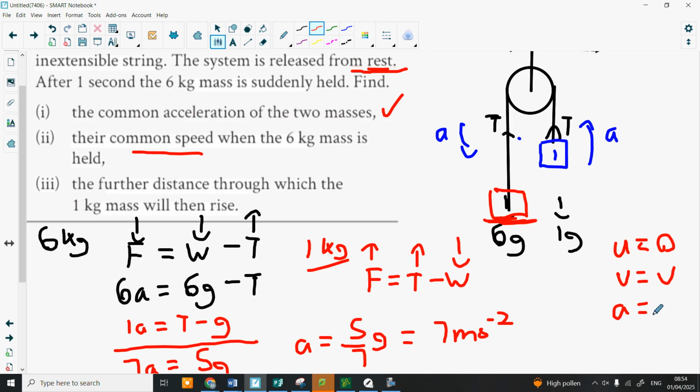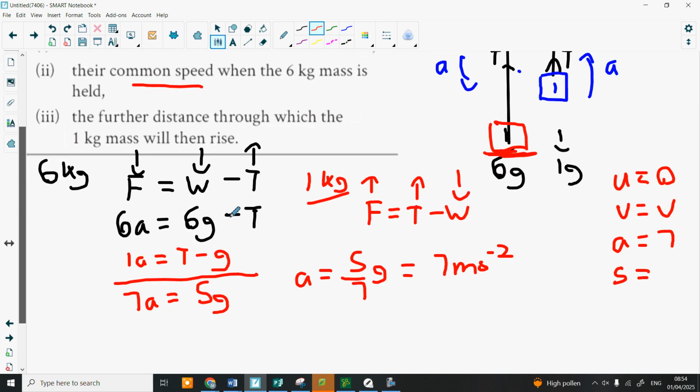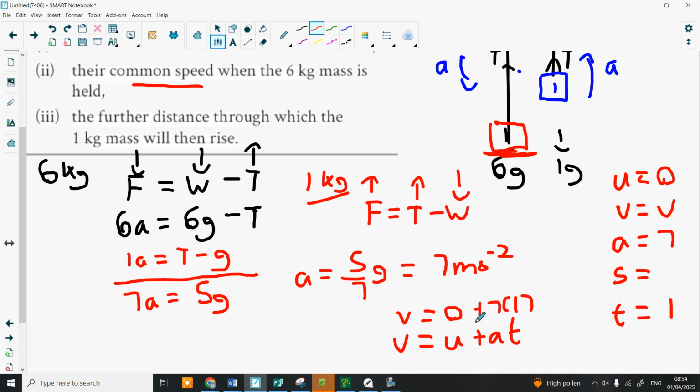Our acceleration, which is 7. Our S value, our T value. Okay, choices. It's a pretty easy choice. Thank you. V equals U plus AT. And then this will say V equals 0 plus 7 times 1. And then the answer is 7 meters per second.